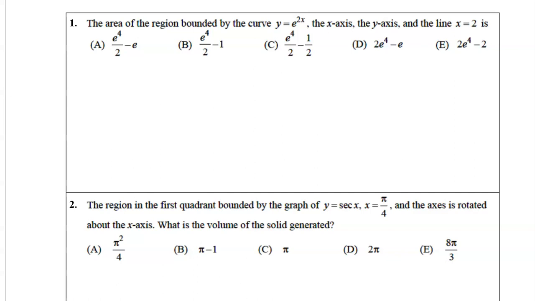In this video, I will walk you through some multiple choice questions from past AP Calculus exams pertaining to area and volume. Number 1. The area of the region bounded by the curve y equals e to the 2x, the x-axis, the y-axis, and the line x equals 2 is which of these?